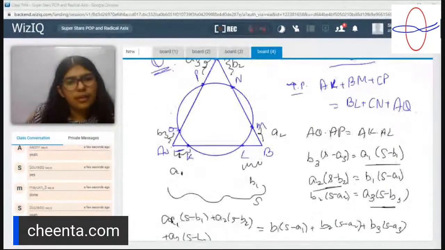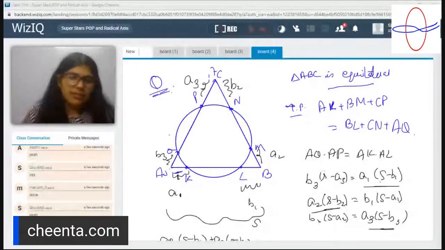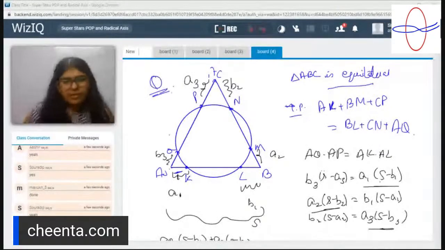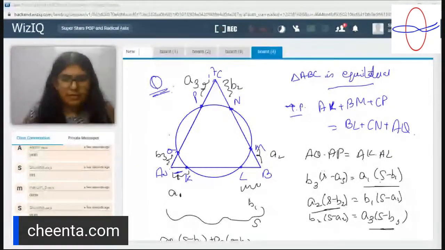Now you see, it's such a problem. When I saw this problem for the first time, it was impossible for me to think where to start if not power of a point, right? Because what else can you do in this? You have an equilateral triangle, a random circle, and some random sides. So this is where power of a point is very useful.